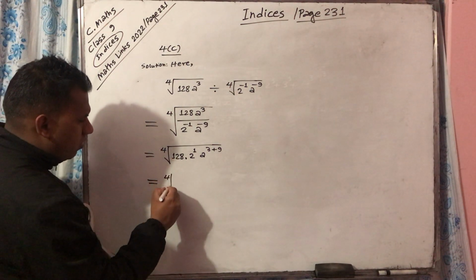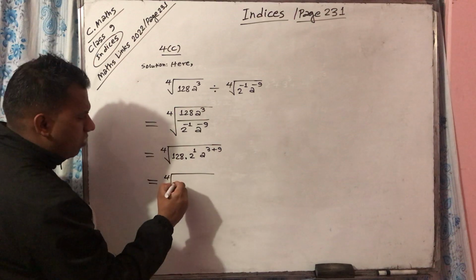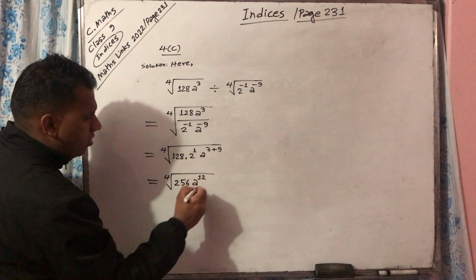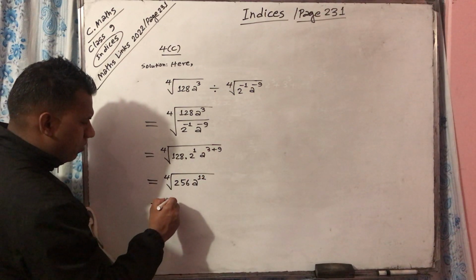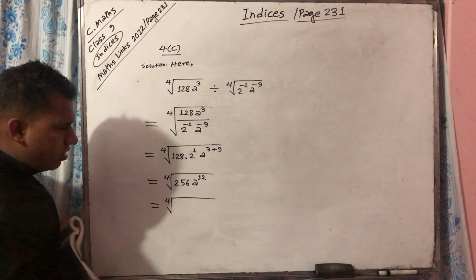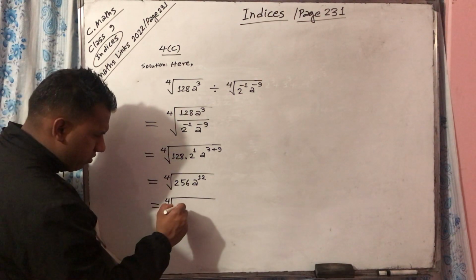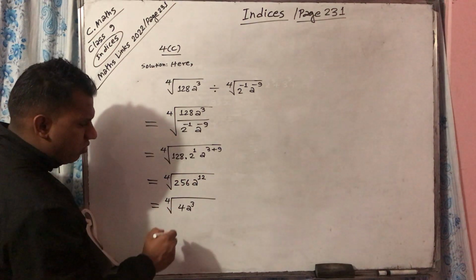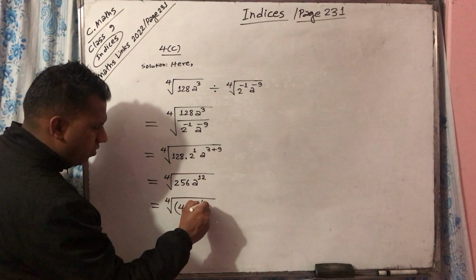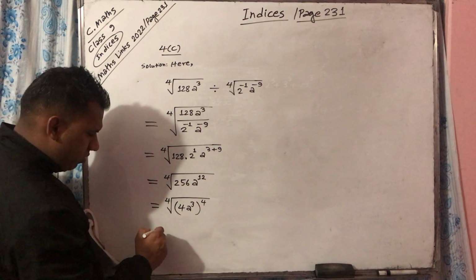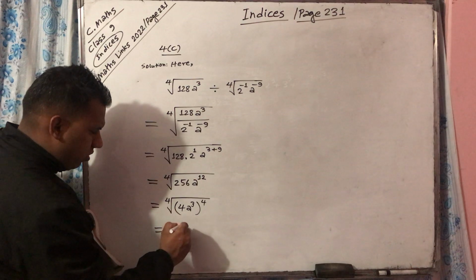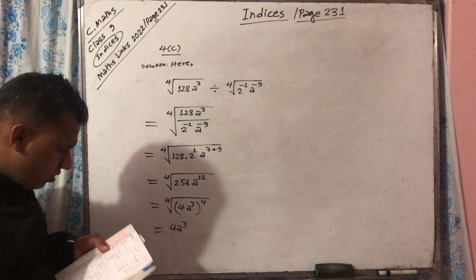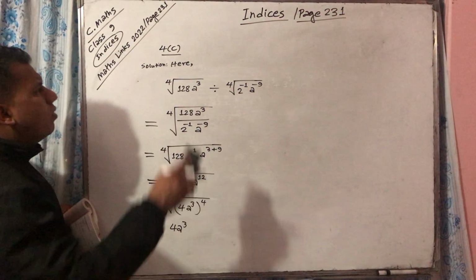Now, fourth root of 128 times 2 is 256. A to the power 3 plus 9, 12. This equals to fourth root of 256, that is 4 to the power 4. So 4 a to the power 12, that is a cube whole power 4. So 4a cube whole power 4. This equals to 4a cube, since the order and power are the same. Now we go to the next question, question number 4D.